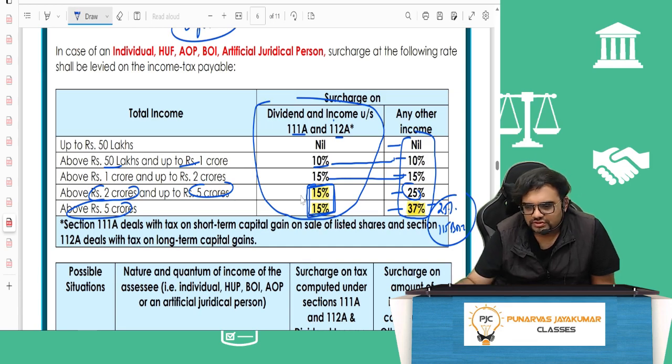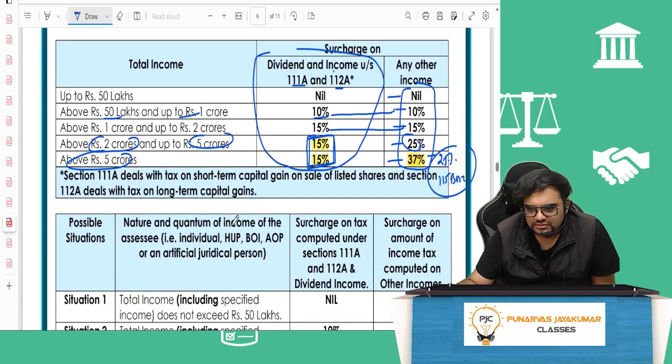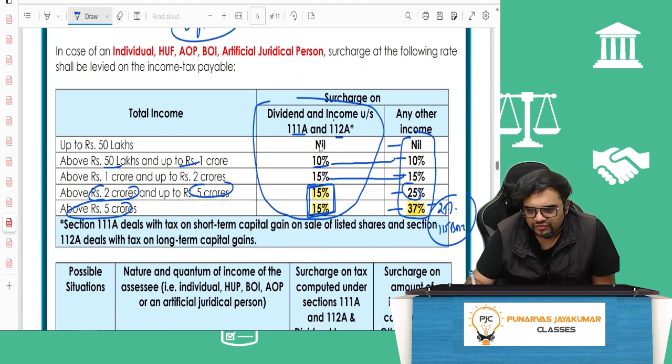So if the amount is up to 50 lakh, dividend income nil, and other income nil. Above 50 lakh and up to 1 crore, dividend income 10%, any other income 10%. We'll see examples, you'll understand. Above 1 crore and up to 2 crore, 15, same. For any other income, if it's going beyond 2 and up to 5, above 5, you pay more, 25, 37. Makes sense. Because of dividend income, it's going beyond 2 crore. Because of 111A and 112A, it's going beyond 2 crore and 5 crore.